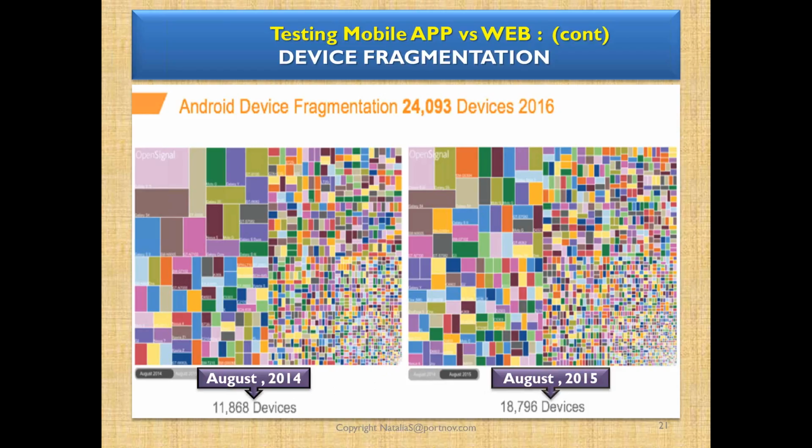So right now, the Android device fragmentation by 2016 hit 24,000 plus devices. Oh, yeah, Gleb, you said 23. Okay, you were 1,000 devices less. So you see how many. Don't get scared, it's not necessarily that you will have to test all of them.